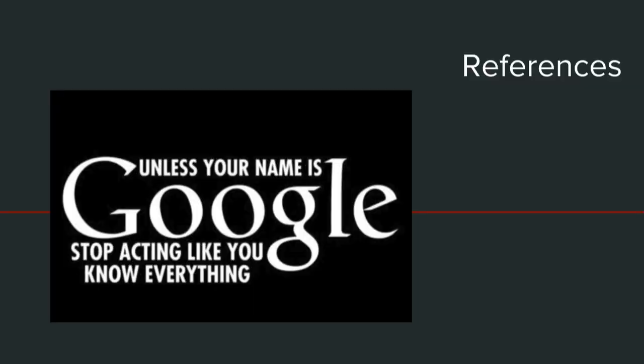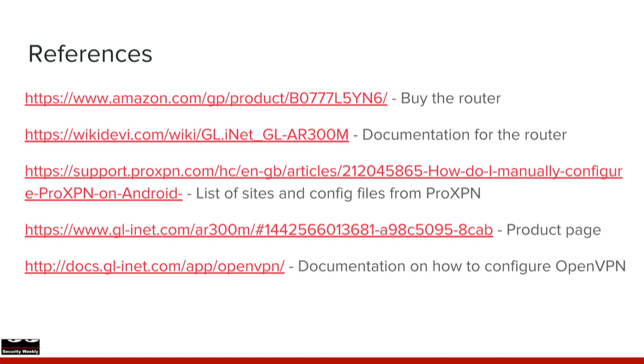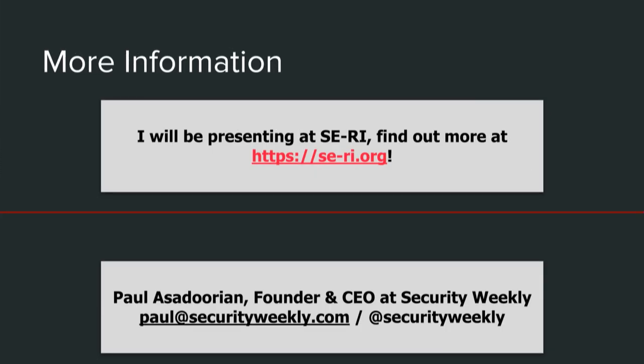So the resources, which is really important: the Amazon link to buy the router, the documentation for the router, and the product page for the router are all there. On ProXPN, there's a list of sites and configuration files, and the link to that is in there. And there's a link on gl-inet.com on how to configure OpenVPN on your device. All of the websites that I referenced are in my slides for this tech segment.